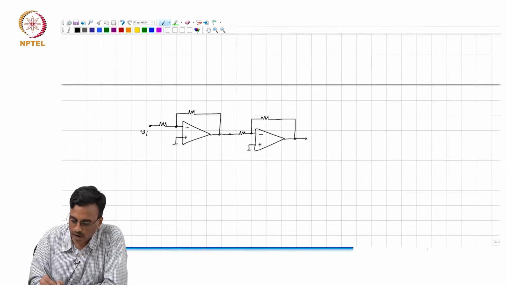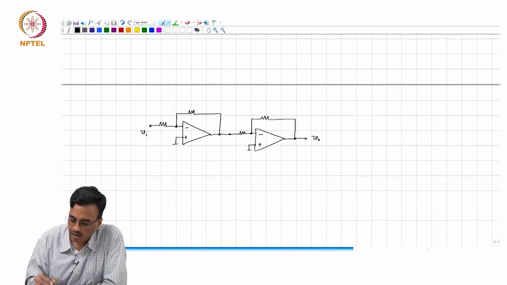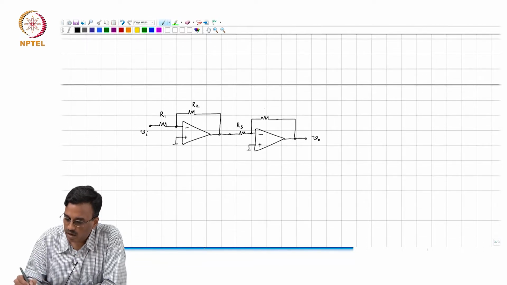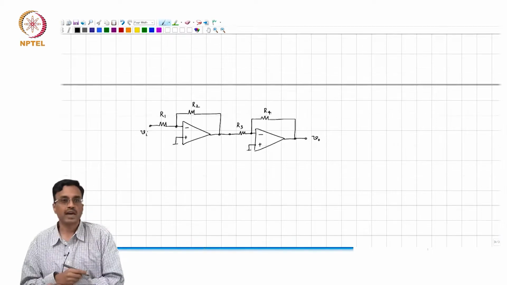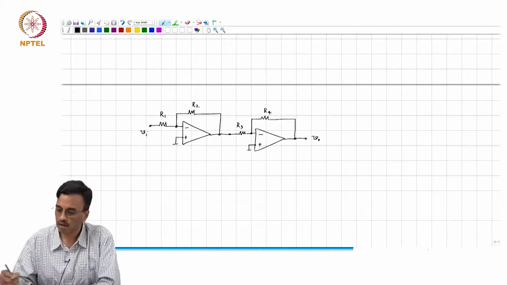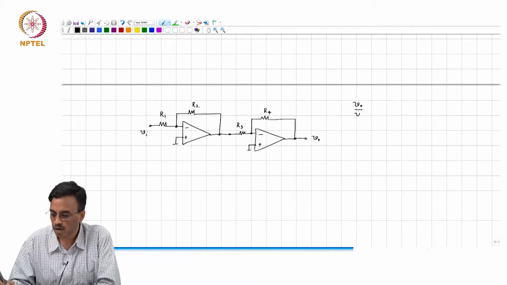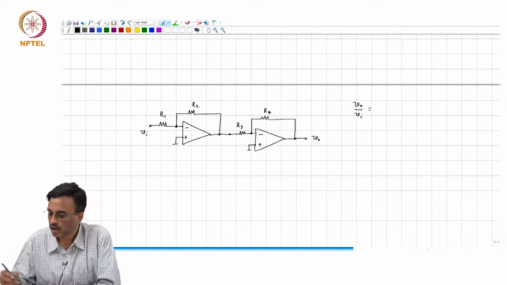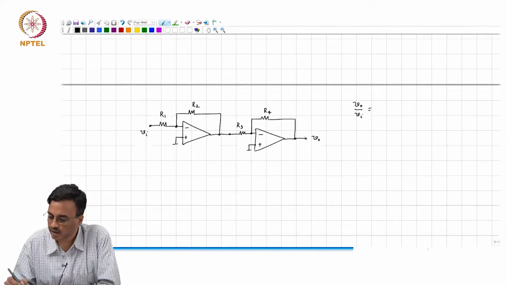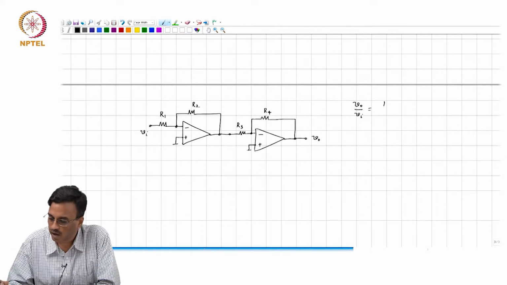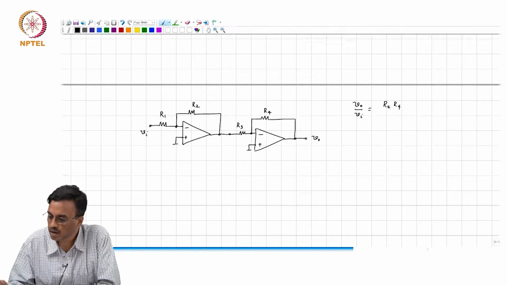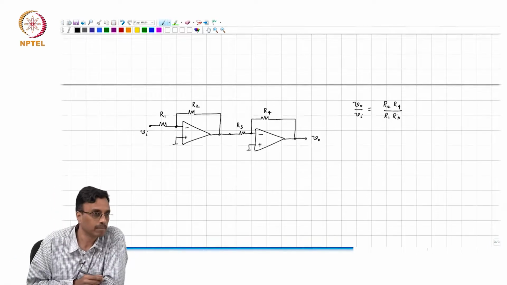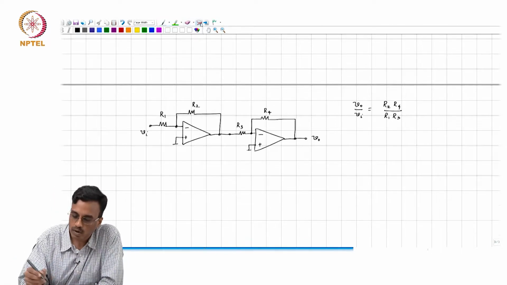So, let us say this is Vi, this is Vo, this is R1, this is R2, this is R3 and this is R4. What is the gain from the input to the output? Well, the voltage here is basically R2 R4 by R1 R3, correct?